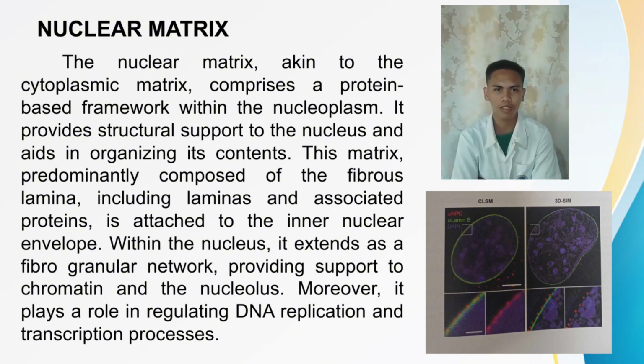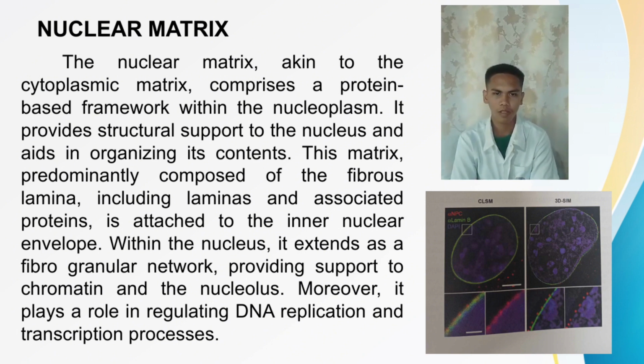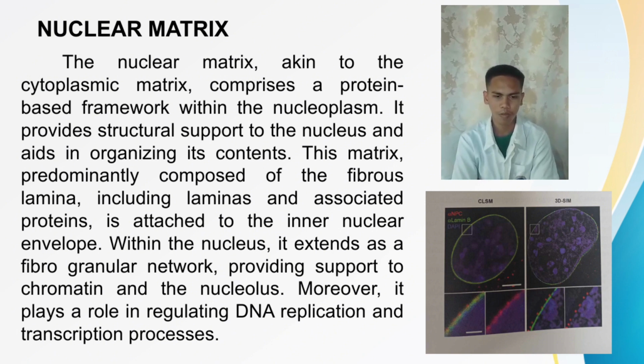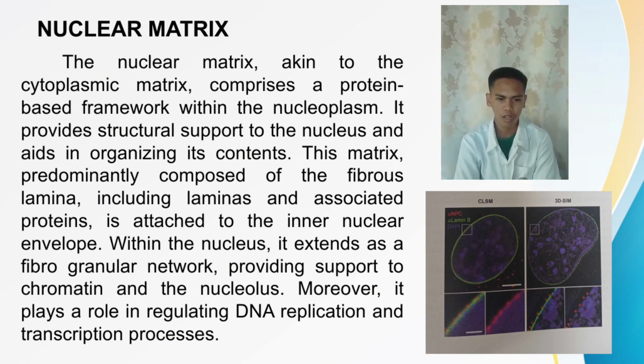The nuclear matrix, akin to the cytoplasmic matrix, comprises the protein-based framework within the nucleoplasm. It provides structural support to the nucleus and aids in organizing its contents. This matrix is composed of the fibrous lamina, including lamins and associated proteins attached to the inner nuclear envelope. Within the nucleus, proteins form a fibrillar network providing support for chromatin. It plays a role in regulating DNA replication and transcription.